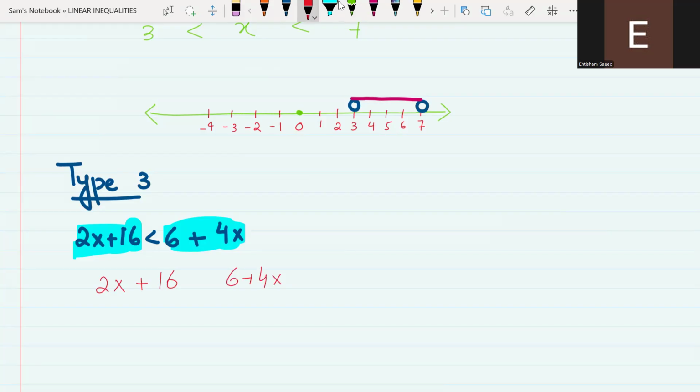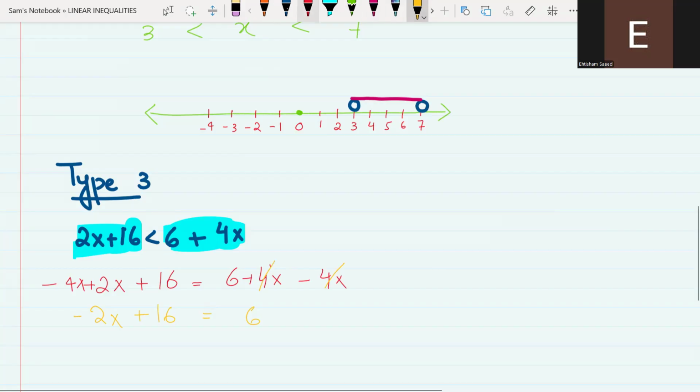I told you earlier that you can use all the rules of equality here. I will be adding minus 4x on both sides, right? So if we add minus 4x, we will get minus 2x plus 16 is 6. The 4x is cancelled.